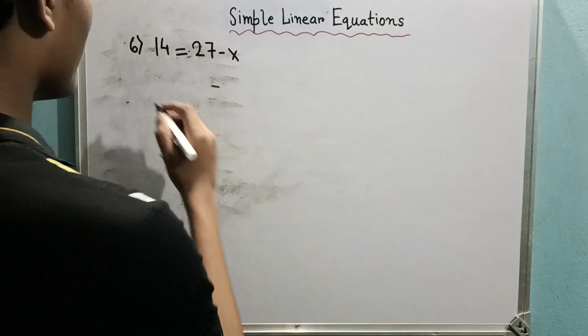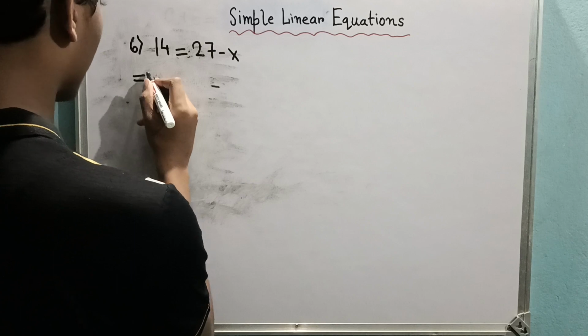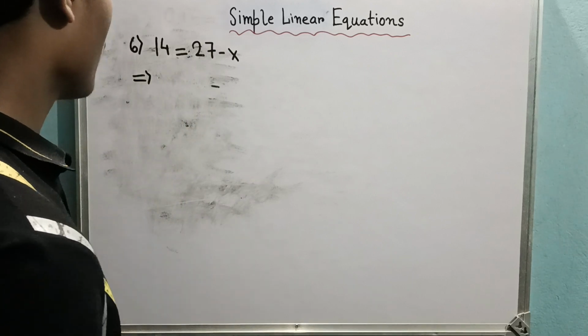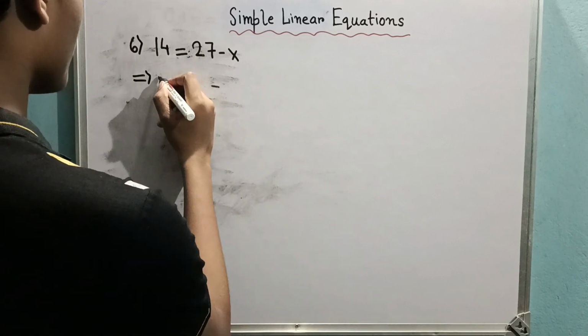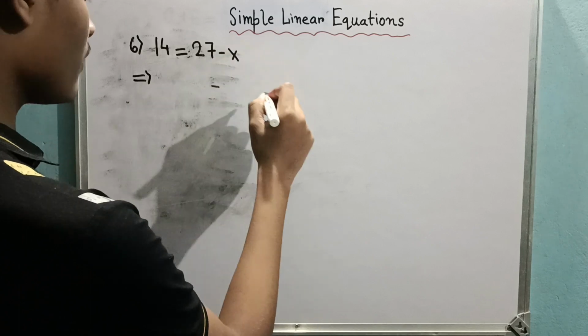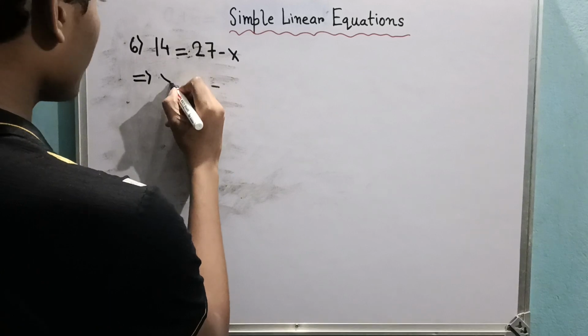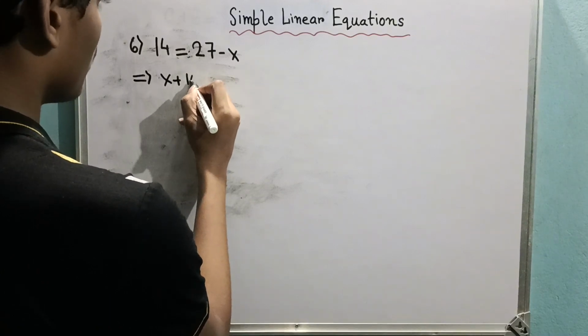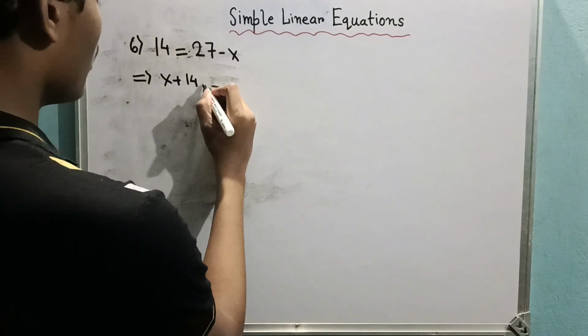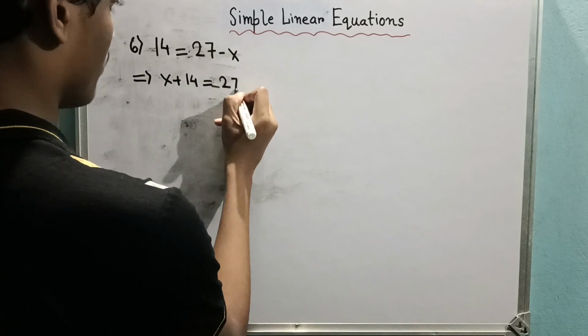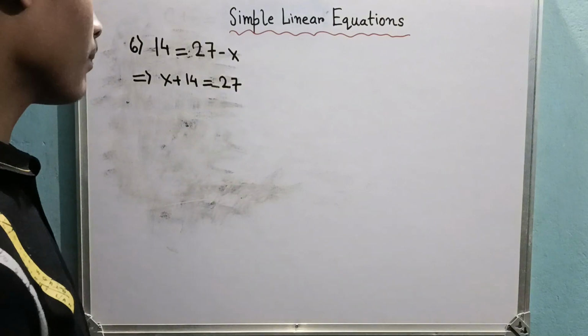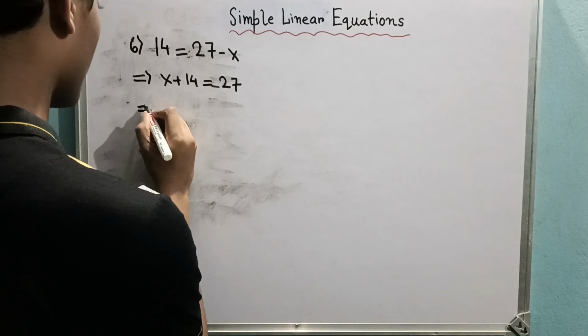So first of all here we have to shift this x to this side. As here it is minus x, as I shift it to the left side the sign will get changed into plus. So x plus 14, the sign of 14 is plus already, will be equal to 27. And now you can just simply solve the sum from here.